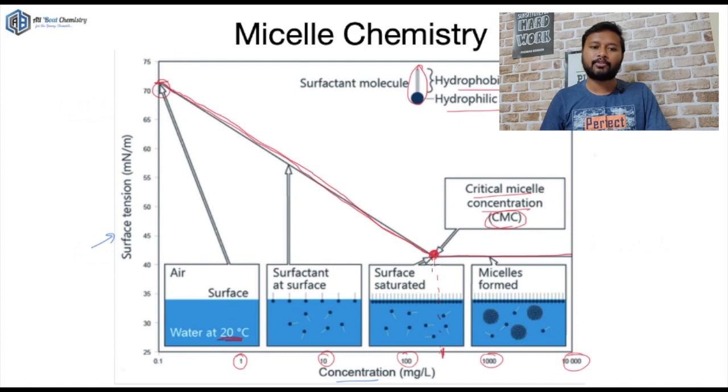Because now this is the saturation level, and after this there will be no more ions in the solution. If you increase the concentration, those ions will not be used to reduce the surface tension; they will be used to form the micelle. That's why this particular concentration is called the critical micellar concentration. So this is one way of finding the critical micellar concentration based upon the surface tension.